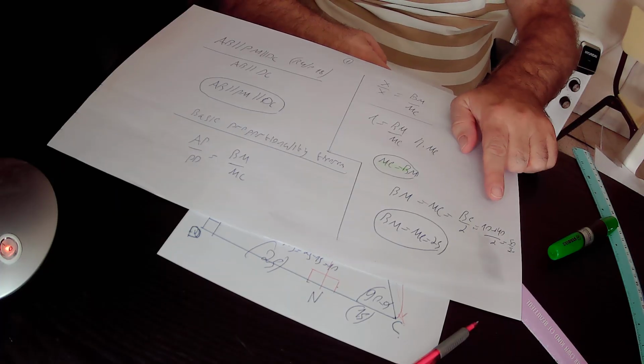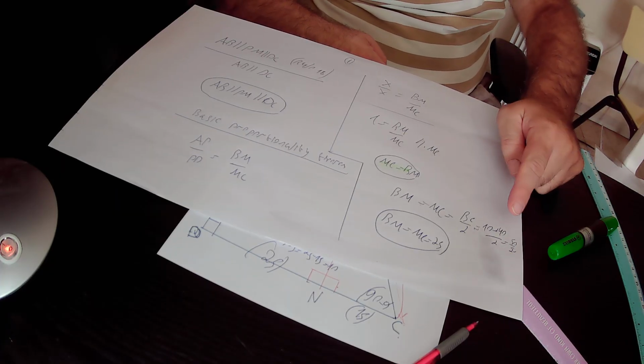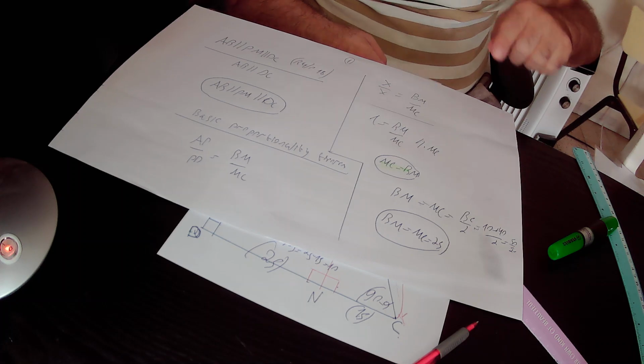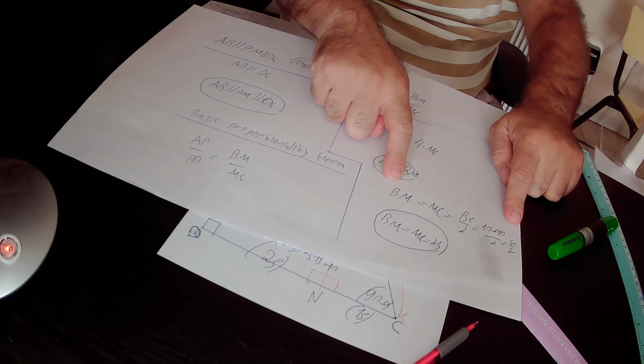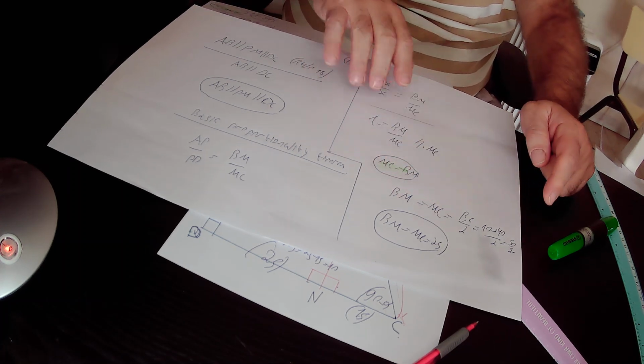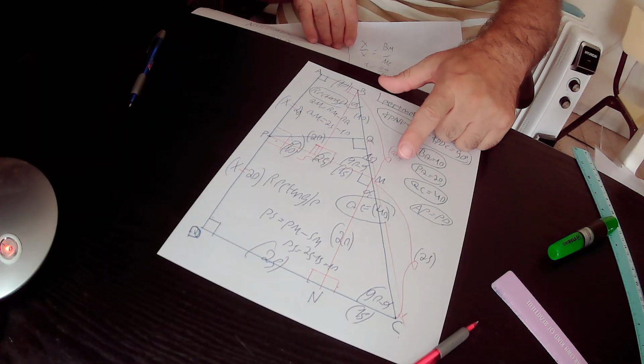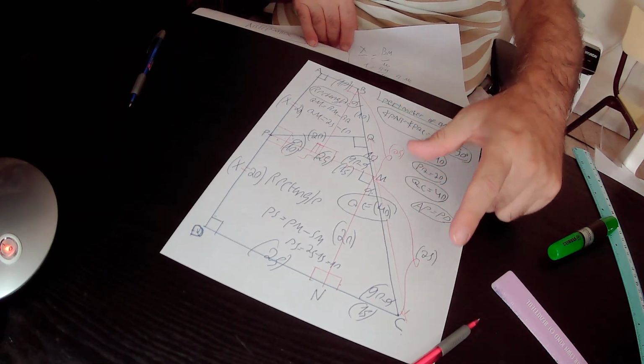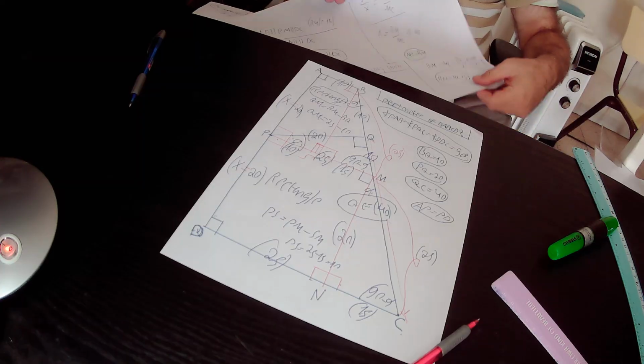Again, BC in total equals 10 plus 40, that is 50, and 50 over 2 is 25. From this equation, we derive that BM equals MC equals 25. BM equals 25 units in its length, and MC also equals 25 units in its length.